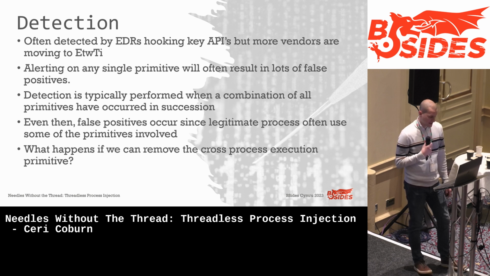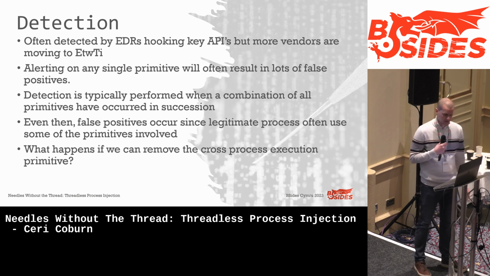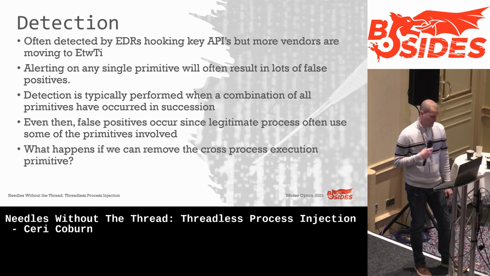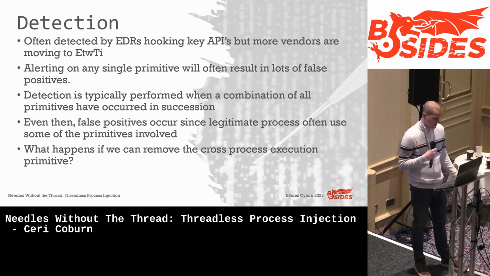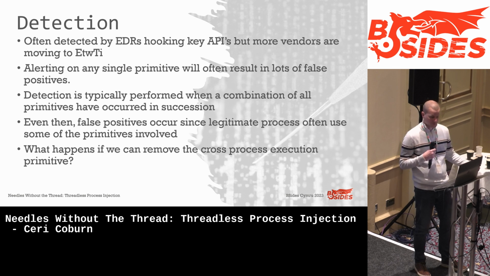So detection: how do EDRs commonly detect these things? Quite often they will look at the three primitives in succession. So you have your allocation, your write, and your execute primitive. When it sees them, especially when they group together in a short space of time, it's a good indication that you're injecting into a foreign process.